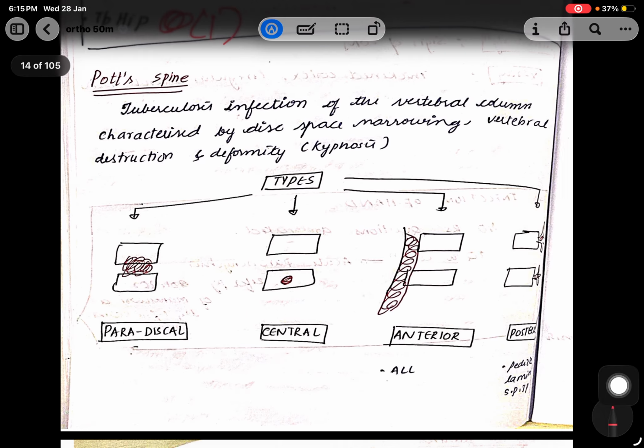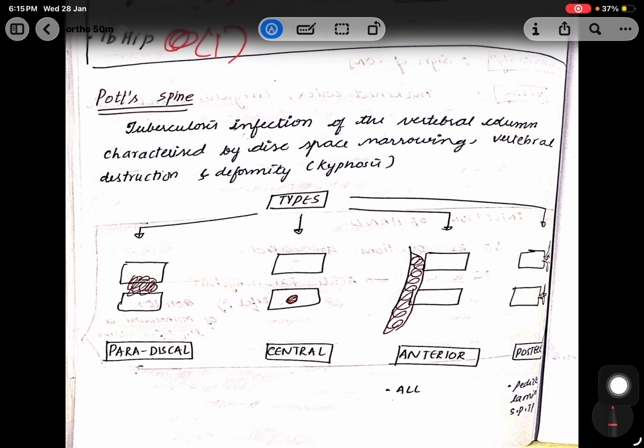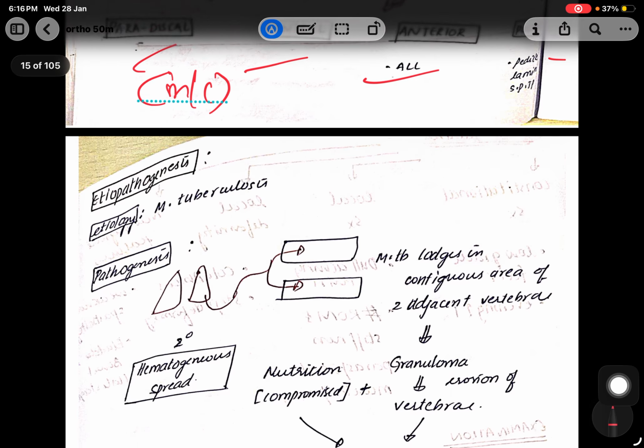So what is Pott's spine? We'll discuss Pott's spine under tuberculosis. Make sure you draw this diagram. What happens is the blood supply of the vertebra goes like this. Whenever it is affected, it will affect both adjacent vertebrae. Paradiscal is most common, then it can be central, anterior, or posterior. Make sure you draw this diagram, and that should be enough.